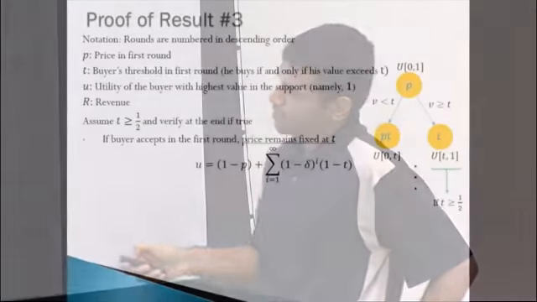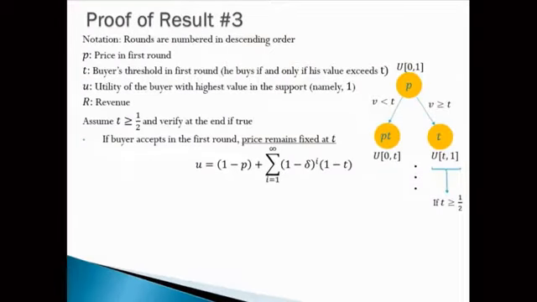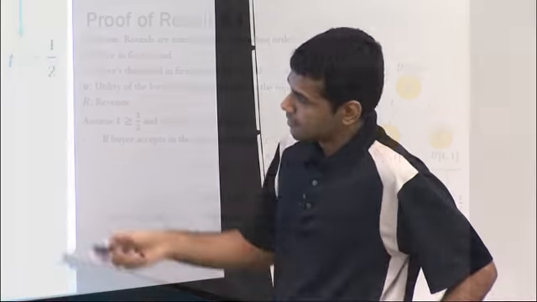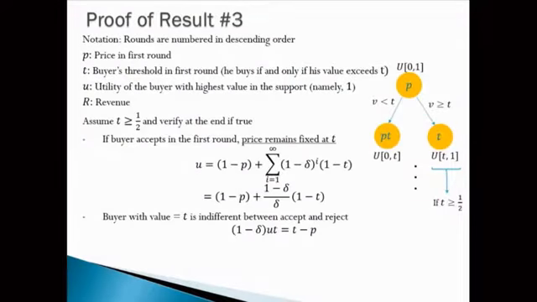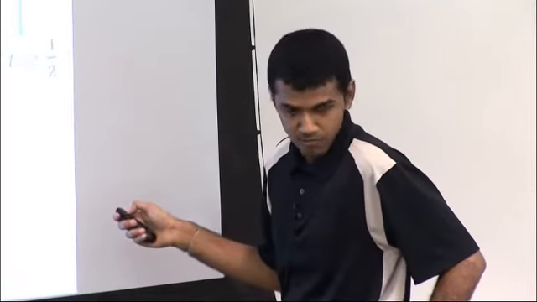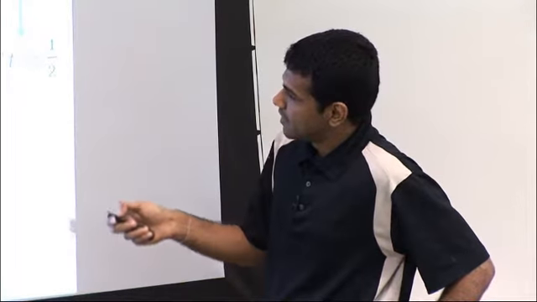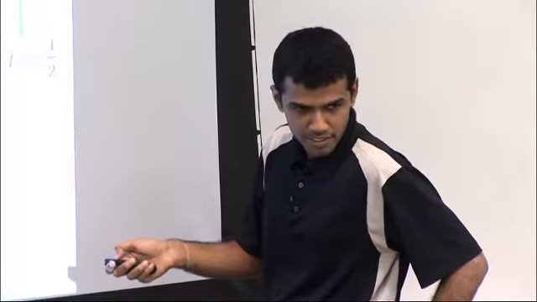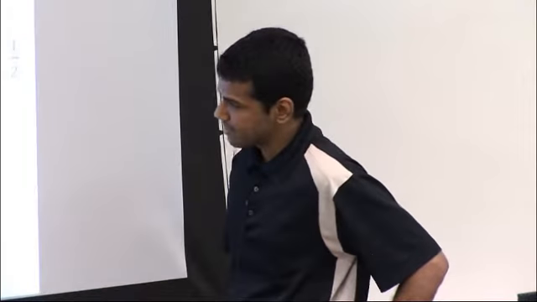If the buyer accepts in the first round, then the price remains fixed at T because T is greater than a half. So he gets a utility of 1 minus P in the first round, and then he gets a 1 minus T in every subsequent round, discounted with the factor 1 minus delta. And the buyer with value T is indifferent between buying and rejecting. If he buys, he gets T minus P. In the future, he gets 0. If he rejects, then he gets a utility of the highest buyer, the highest value U, but scaled with T, and then there's a 1 minus delta scaling factor.